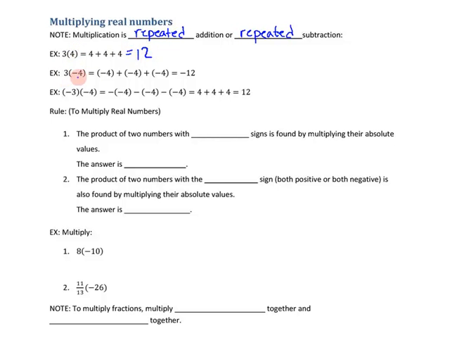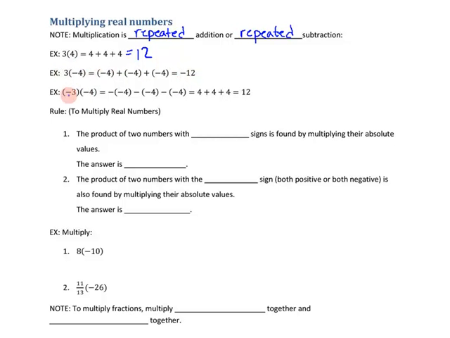If I have 3 times a negative 4, that's negative 4 added to itself 3 times. And as we know from the rule for addition, a negative added to a negative is going to be negative. The key word being that we're adding them together. Negative 4 plus negative 4 plus negative 4 is negative 12. So a positive times a negative gives me a negative.